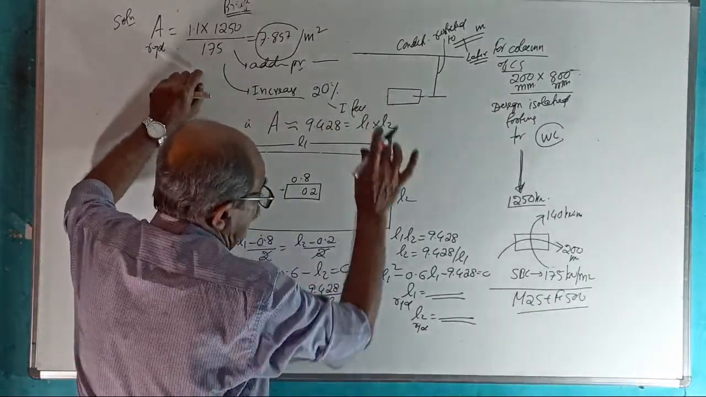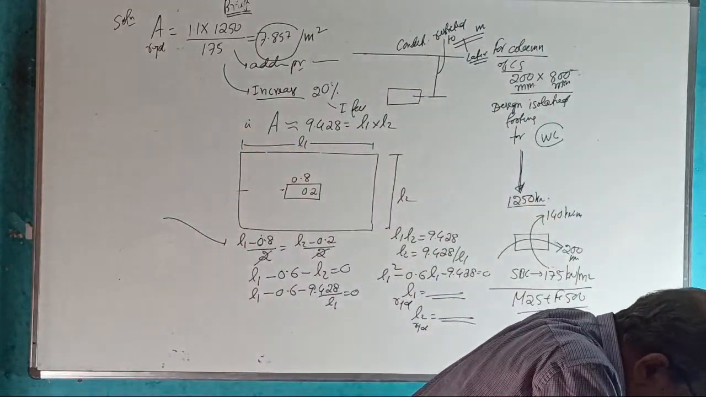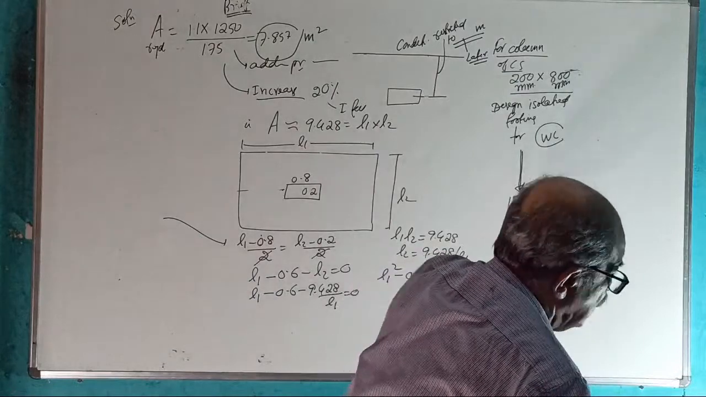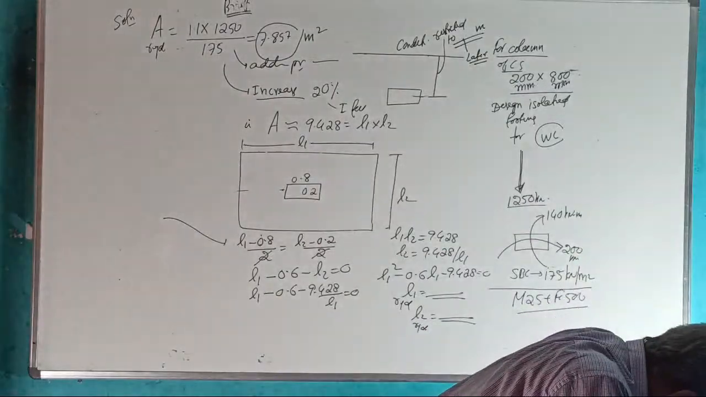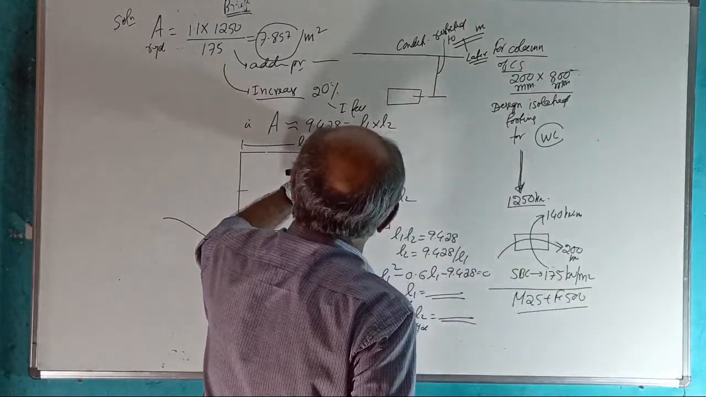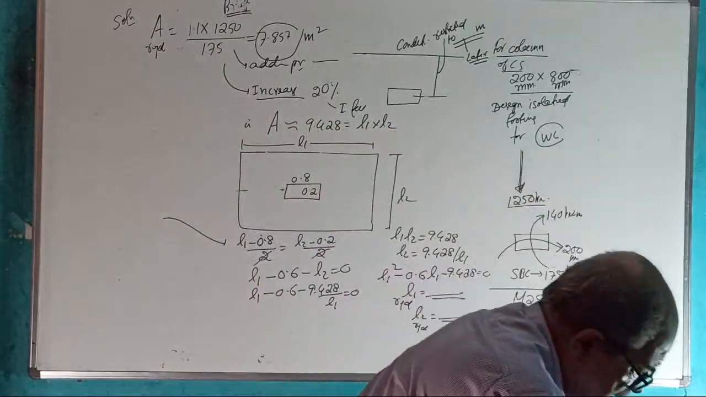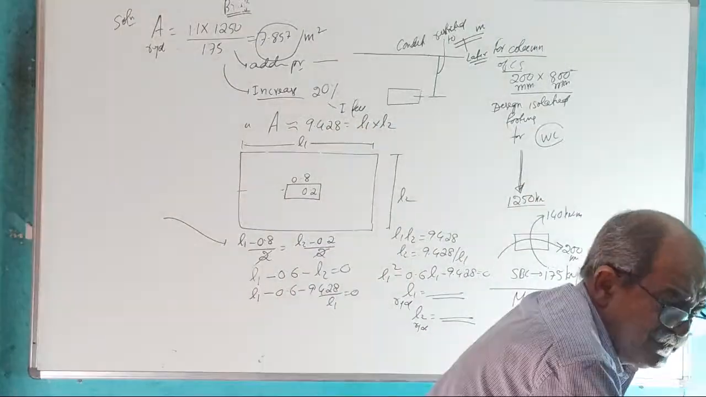Now 20% only. Tell the answer. L1. No, now 9.428 only. Sorry. Because you should have told me earlier 9.821. One time you told 9.428, now you are telling something else. Okay, leave it. No problem. 20%.